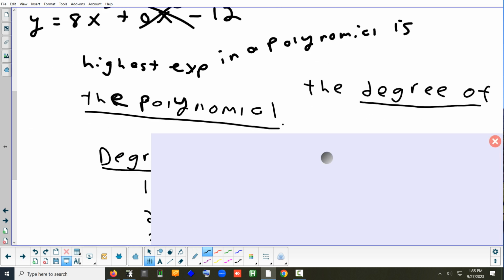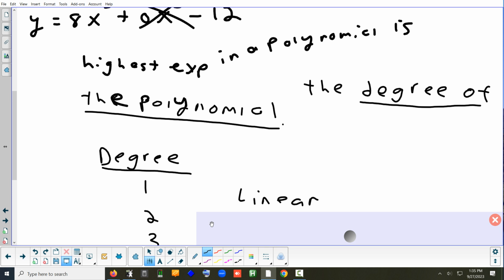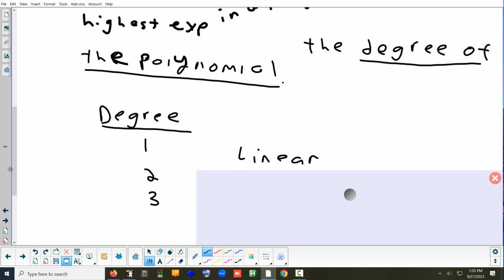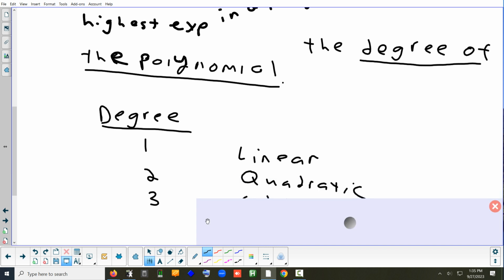Now, what do you call something that has a degree of 1? It's like y equals mx plus b. What kind of polynomial is that? Yeah? Linear. That's linear. Now, if you go up to degree 2, like y equals x squared plus 6, that's a quadratic. And if you go up to degree 3, that's cubic. And now if you go to degree 4, does anyone know that one? Yep. Is it quartic? Yep, it's quartic.